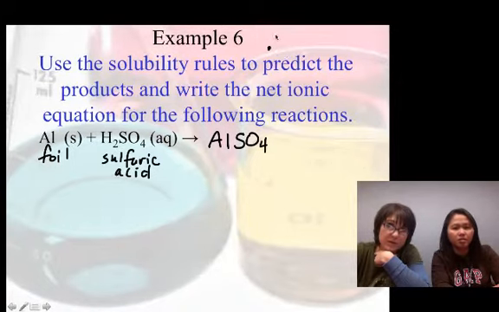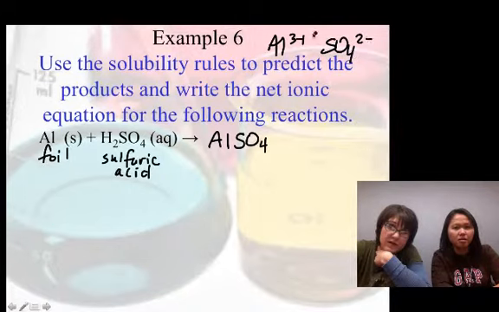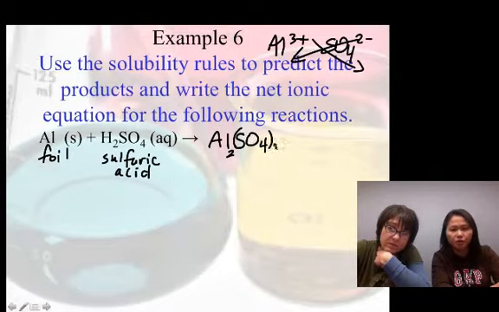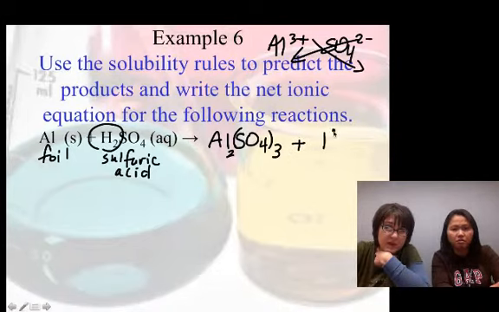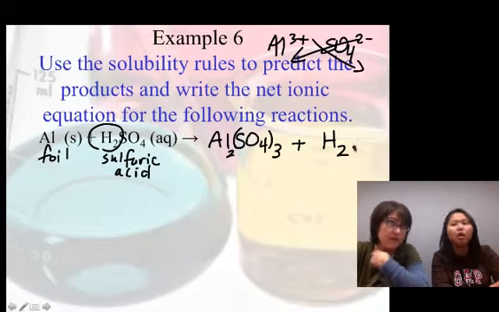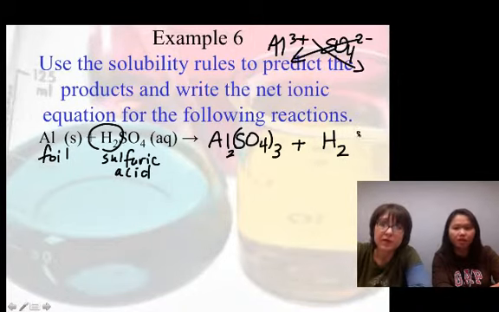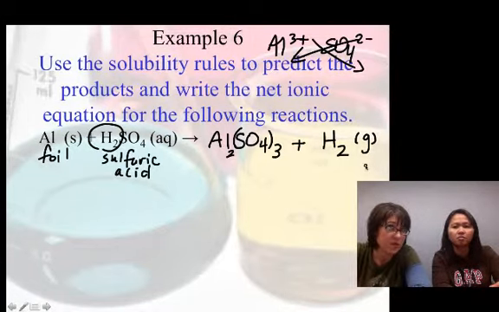Aluminum is a 3+. Sulfate is a 2-. Look at your naming card. Right, crisscross. So Al2(SO4)3. And what happens to hydrogen? Hydrogen by himself is H2. It's diatomic, right? And hydrogen is a gas. So that bubbles out.